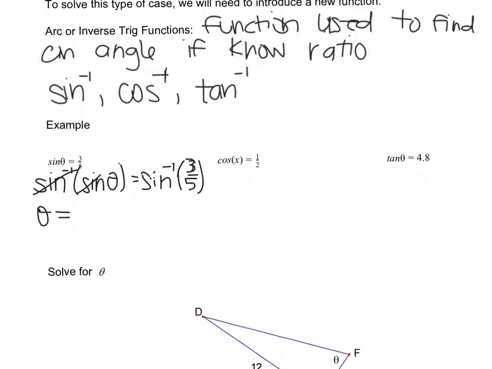And sine inverse is a function on your calculator. It should be right above sine. In order to get to it, you typically have to hit second and then sine. And once you plug in 3/5 and then you hit enter, you're going to get that theta equals 36.87 degrees.